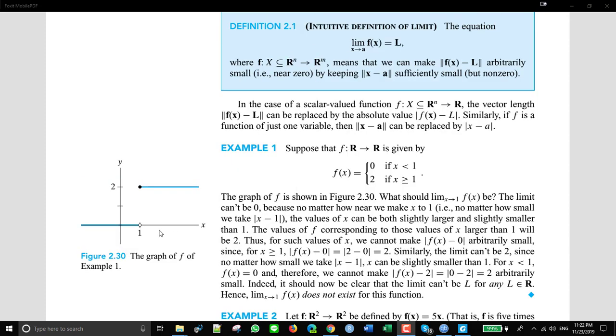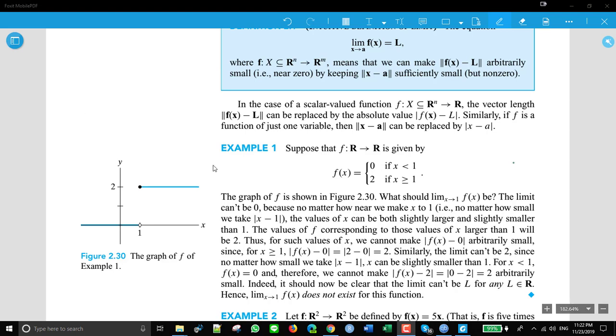So she says the graph of f is shown here. What should the limit as x approaches 1 be? She says the limit can't be 0. So we might think it's 0 because the height here is 0. But on the other hand, no matter how near we make x to 1, no matter how small we take x minus 1 to be, in other words, the distance between some x and 1, the values of x can be both slightly larger and slightly smaller. So it could be here, but it also could be here, or here, or here.